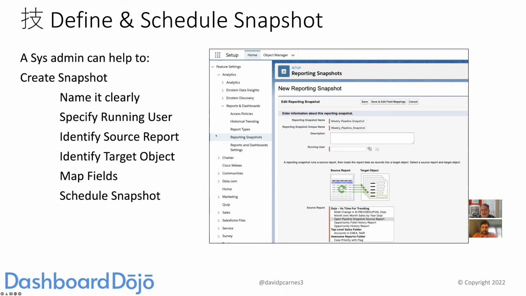The running user is a concept in Salesforce reports and dashboards that appears in a couple of different places. You're probably most familiar with it on a dashboard. But the running user is through whose eyeballs or through whose permissions is this thing going to run. So it's important to have that person be high enough. It could be you, it could be the head of sales operations, it could be the CEO, put her name in there. Just have the person be high enough. We want to identify the source report. We want to identify the target object. That's that custom object we just built. And then once we've given those two things, we're going to map the fields.